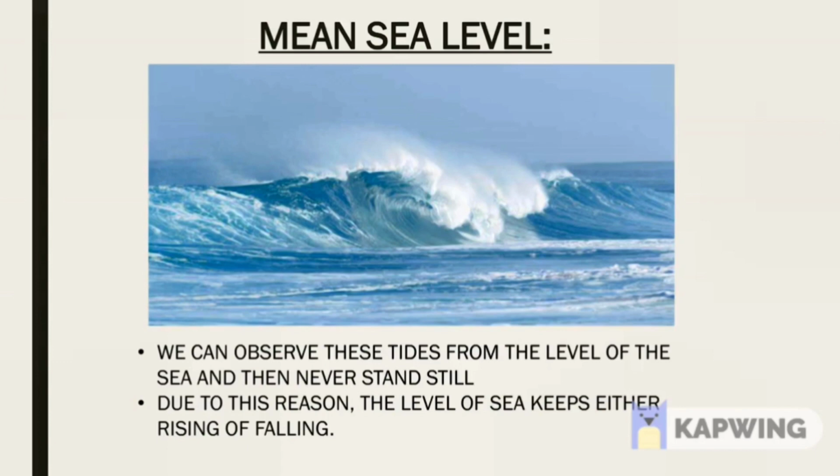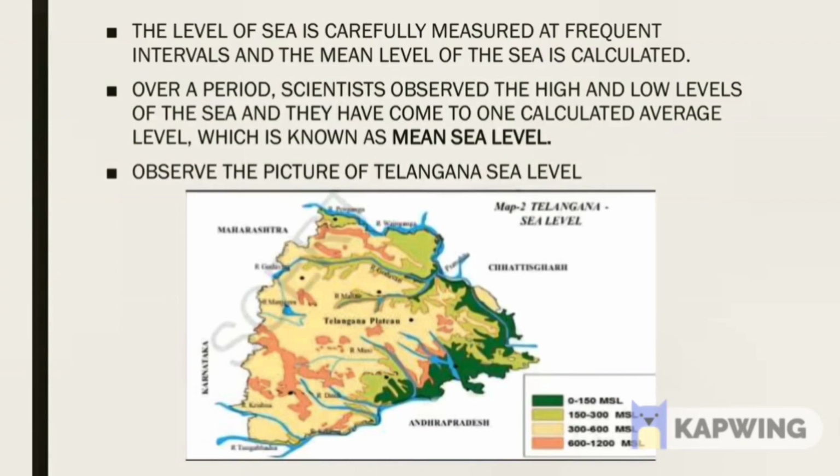Mean sea level. We can observe the tides from the level of the sea, and it never stands still. Due to this reason, the level of the sea keeps either rising or falling. Observe the picture. The level of the sea is carefully measured at frequent intervals and the mean level of the sea is calculated. Over a period, scientists observed the high and low levels of the sea and they have come to one calculated average level which is known as mean sea level.